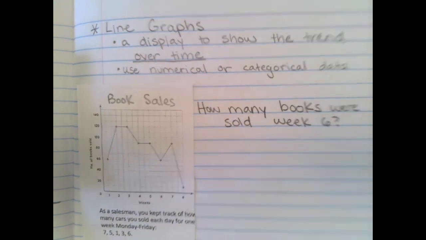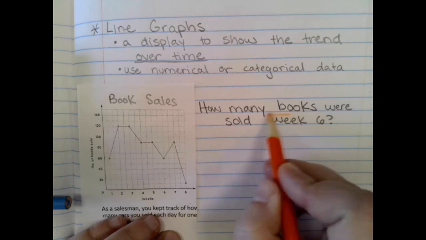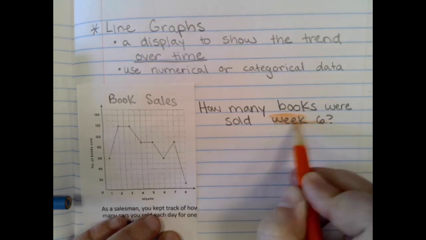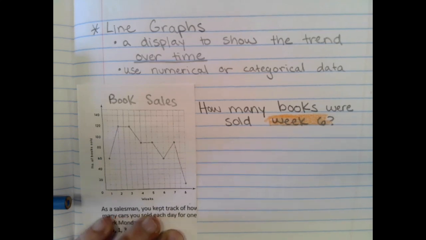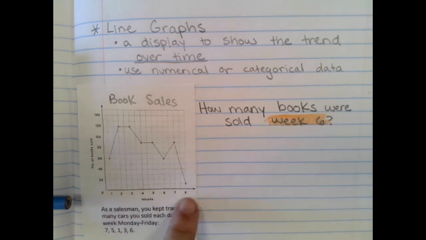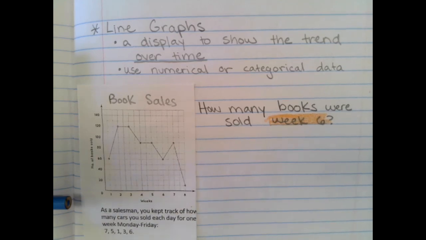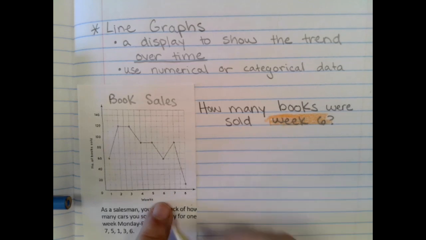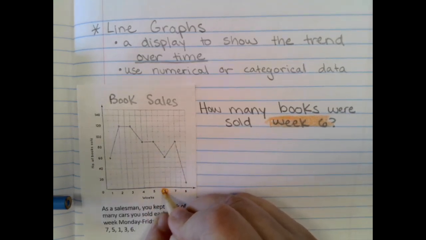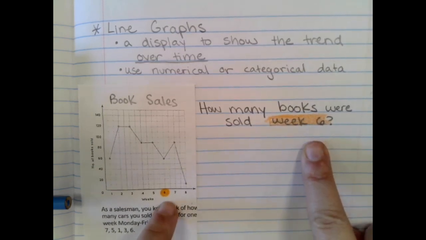All right, so as I take a look at this, I'm going to use a colored pencil. If you'd like to use a highlighter, you could too. When I look at week 6, am I going to be looking at my x-axis or my y-axis? Where would I find week 6? Good, on my x-axis. So I'm looking down here at this 6. So I'm going to really color code that. That week 6 is that 6 there.